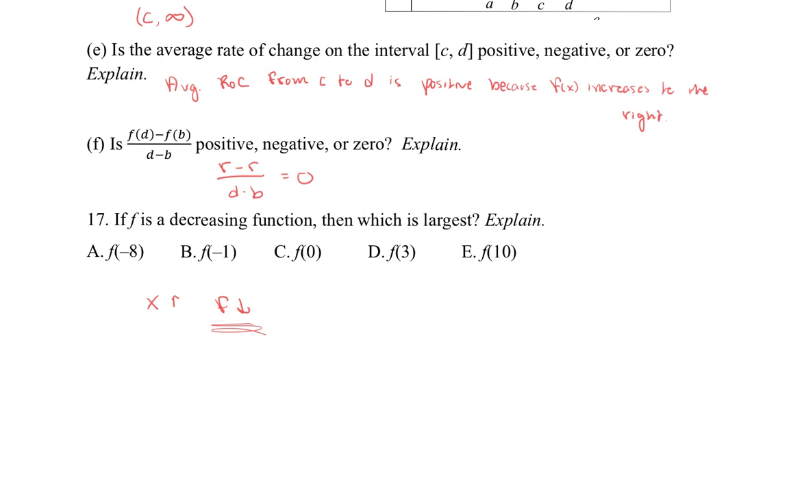So if we think about it, we're going from -8 to -1 to 0 to 3 to 10 in our x values. So as we're increasing in x from -8 up to 10, f will be decreasing, decreasing, decreasing, decreasing. So that means that a, f of -8, is going to be the largest.